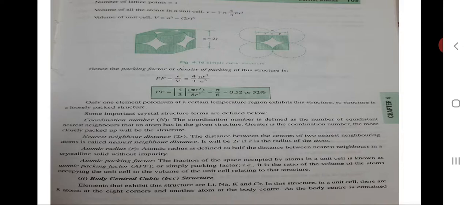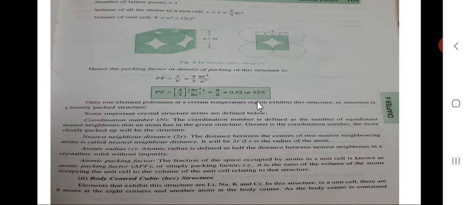Therefore, the packing fraction is small v upon V, which is equal to 4/3 pi r cube upon a cube. Now, a is equal to 2r, that is 8r cube, therefore the packing fraction is equal to pi by 6, which is equal to 0.52, or the packing fraction is 52%.